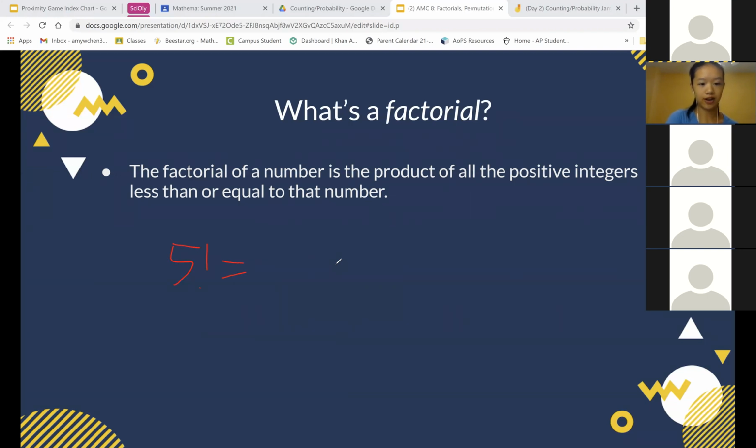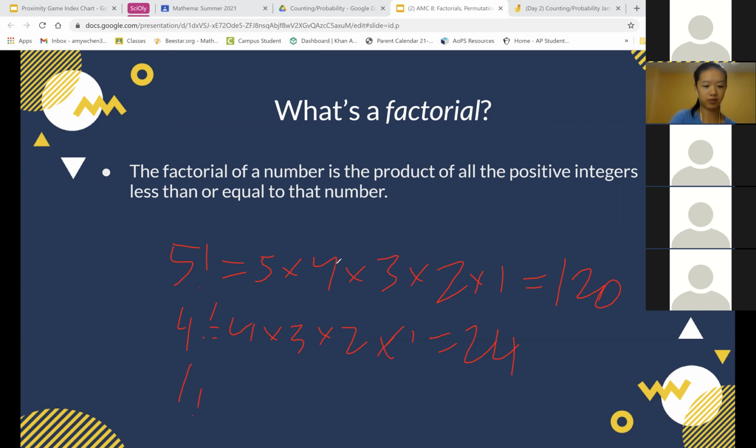So as an example, 5 factorial would be equal to 5 times 4 times 3 times 2 times 1. That is just 120. So 5 factorial is equal to 120. This logic basically extends to any number. 4 factorial would be 4 times 3 times 2 times 1, which is just 24. And 1 factorial would just be 1. Another thing to keep note of, 0 factorial is not actually 0. 0 factorial is equal to 1.